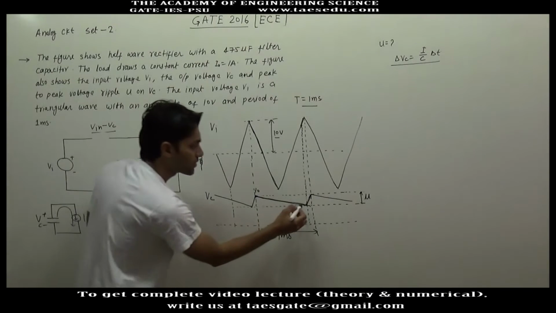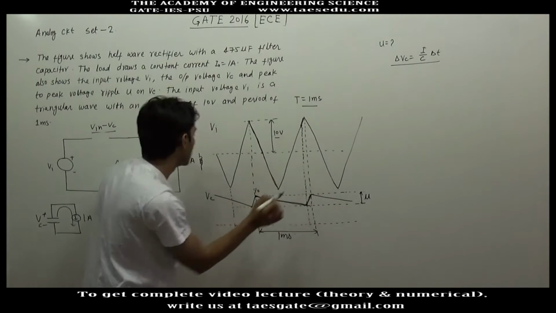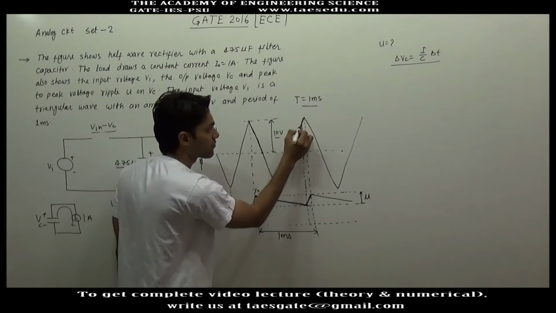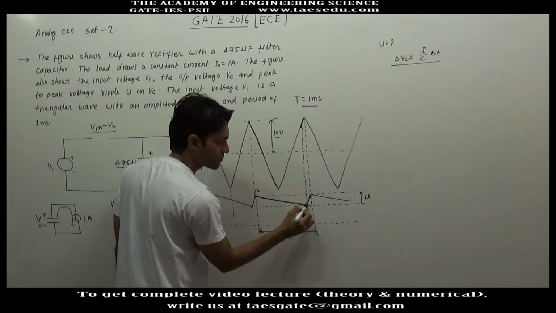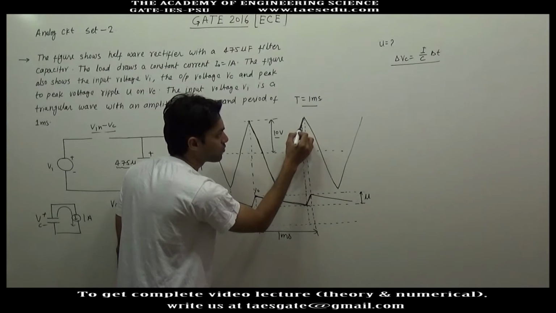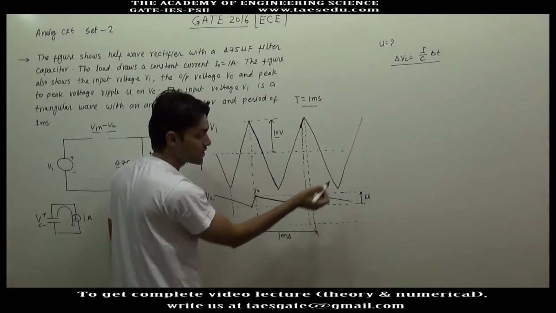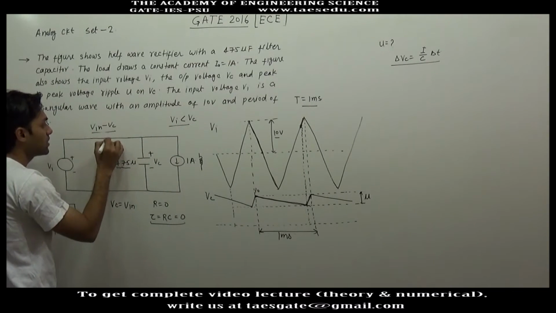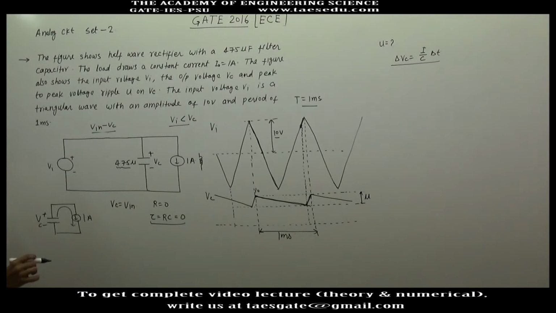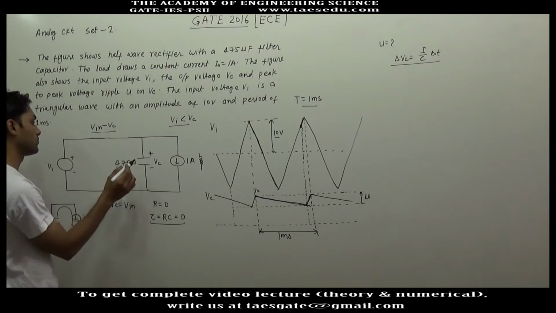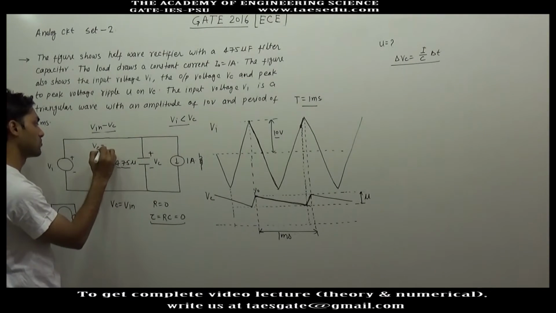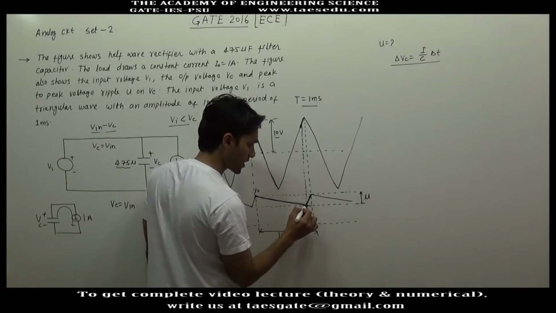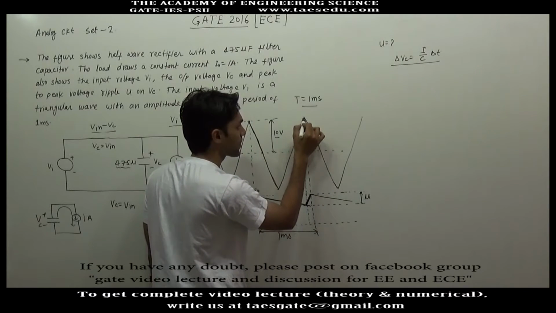But at this point, input voltage equals capacitor voltage, or after this point, if capacitor voltage keeps decreasing and input voltage is increasing, input voltage will become greater than capacitor voltage, and now the diode will be on, and if diode is on, capacitor voltage has to be equal to input voltage. So that's why after this point the capacitor voltage is following the input voltage.